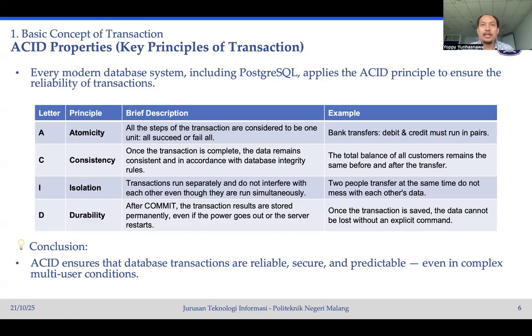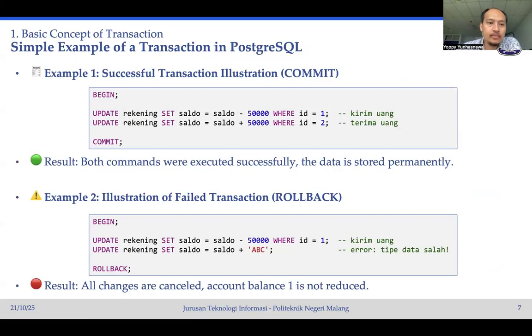And also durability: whenever we call commit, whenever the transaction is finished, the data must be stored permanently in the database. So ACID ensures that database transactions are reliable, secure, and predictable, even in complex multi-user conditions. Here is a simple example of transactions in PostgreSQL.